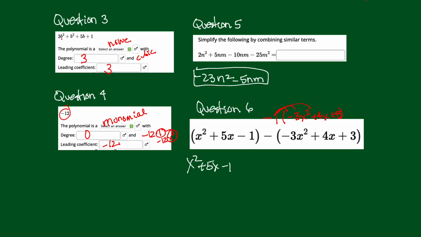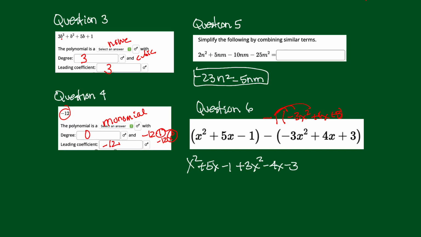So what it does is, when I distribute that negative 1, it changes all the signs inside. So I'll get plus 3x squared minus 4x minus 3. Again, when you see a set of parentheses preceded immediately by a minus sign, just drop the parentheses and change the sign of every term inside. Negative 3x squared goes to positive 3x squared. Positive 4x goes to negative 4x. Positive 3 goes to negative 3.